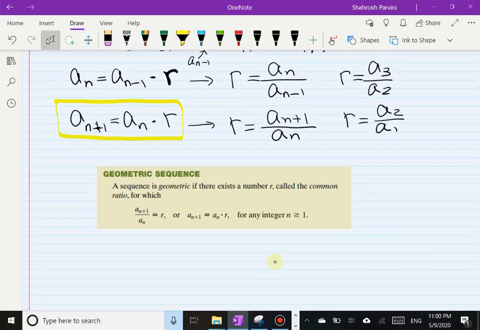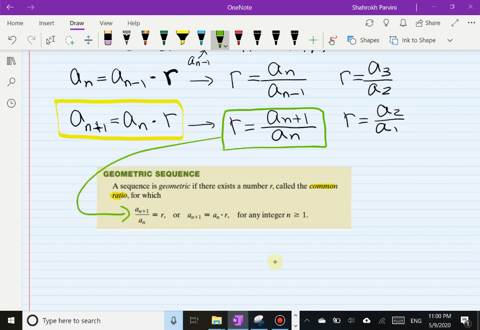So a sequence is geometric if there is a number r. This number r, they're going to call it a common ratio. Remember, that's that constant rate that I talked about. So that if you divide the n plus first term by the nth term, it's going to be r. And what they're using here is in fact what I have here.